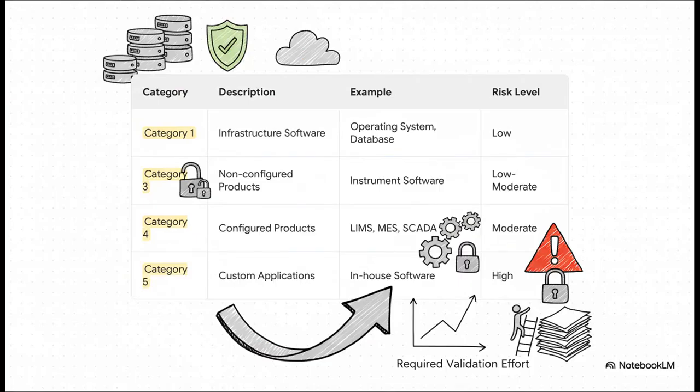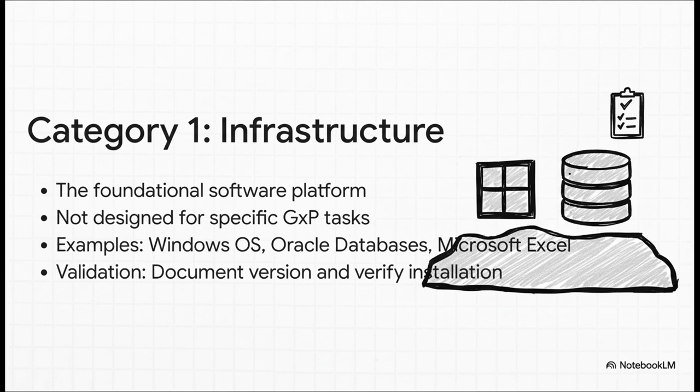So here's a quick look at the 4 main software categories. You can see it starts with basic stuff like the operating system and goes all the way up to completely custom-built software. And the pattern here is really simple to see. The further down the table you go, the higher the risk and the more validation work you're going to have to do. All right, let's just quickly run through these.